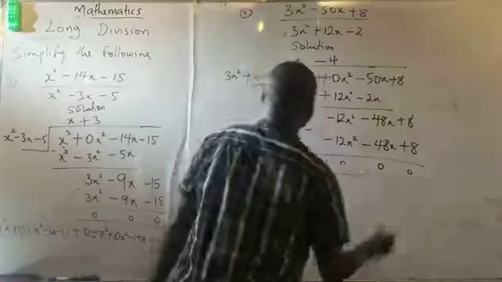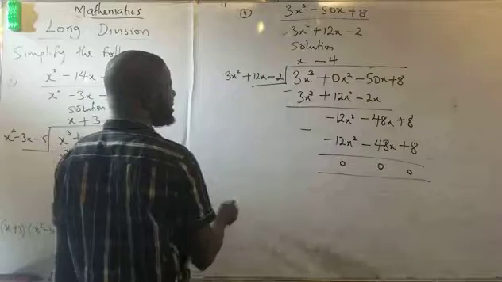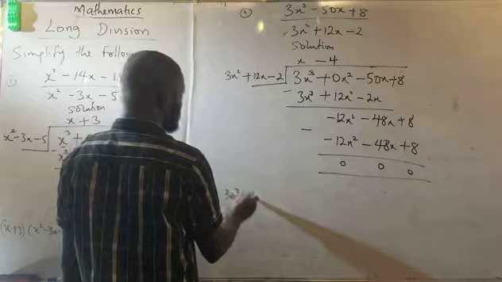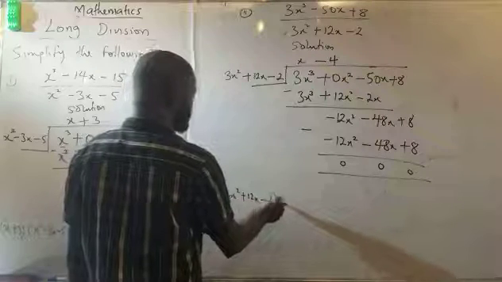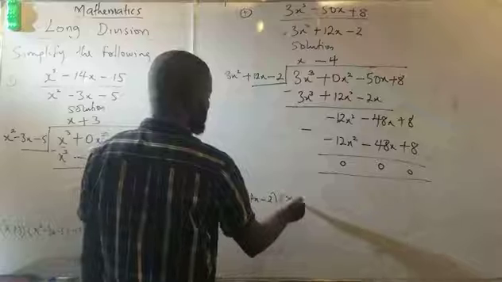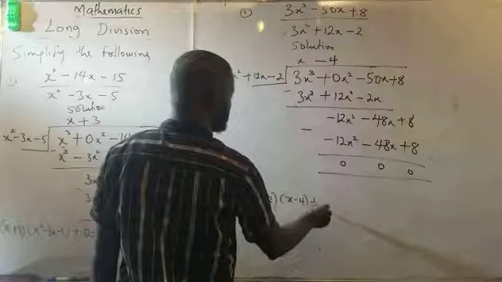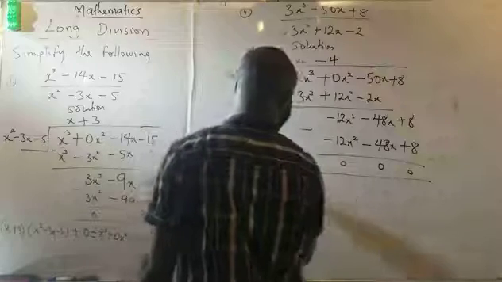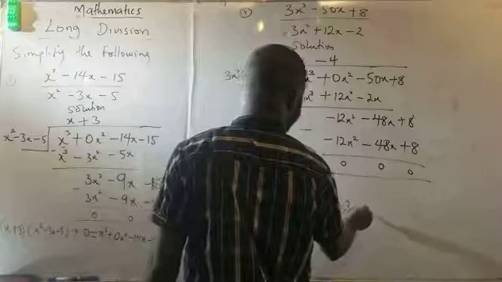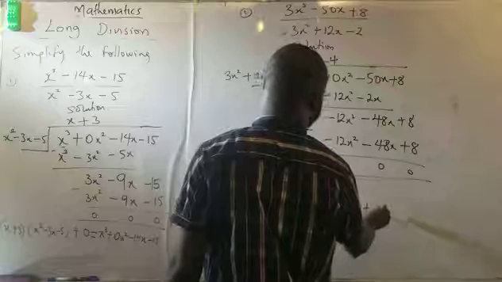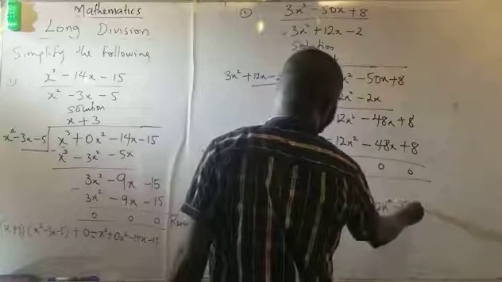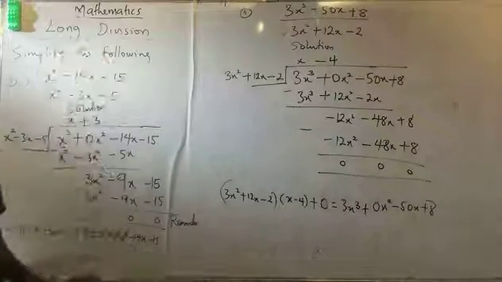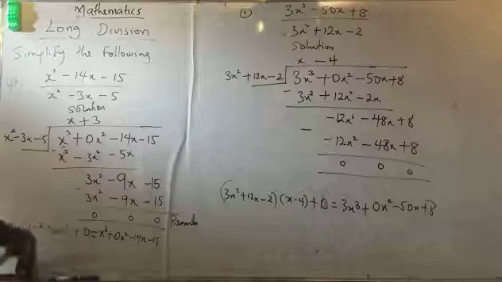You can see that your divisor, which is 3x squared plus 12x minus 2, multiplied by the quotient, x minus 4, plus what? Remainder, it will be equals to what? Dividend. That is going to be x cubed plus 0x squared minus 50x plus 8. Now, I think with this, you should be able to understand the logic behind long division.